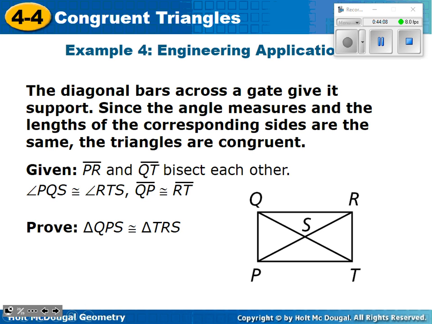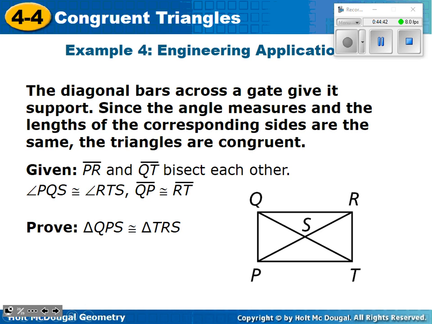Segment PR and segment QT bisect each other. Given. So this time they didn't break it up and say PR bisects QT and then say QT bisects PR. They just all at once said, hey, they're bisecting each other. Does that mean that we can list the congruent pieces? We sure can.